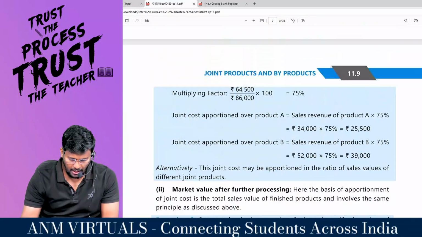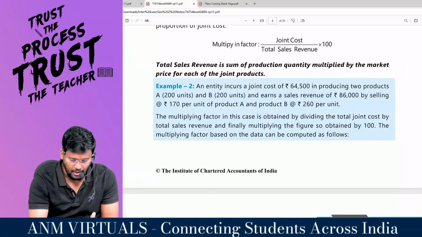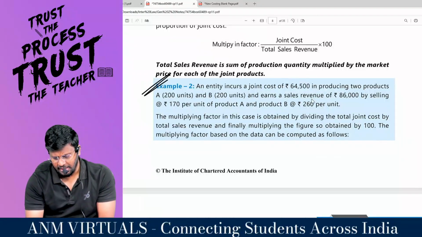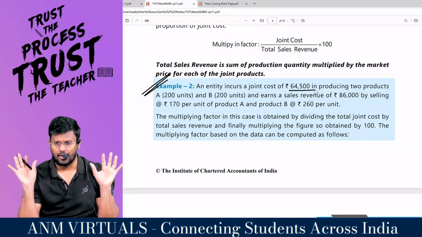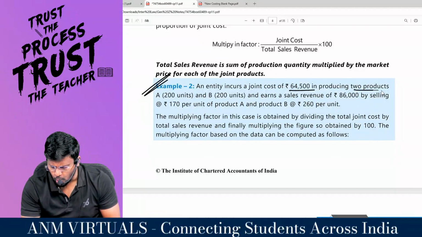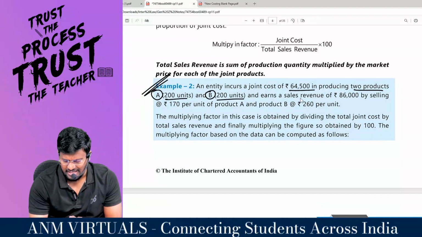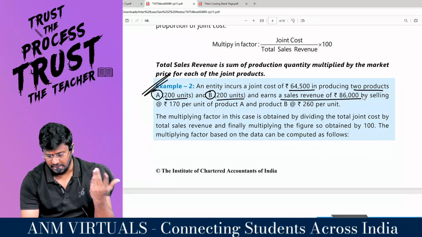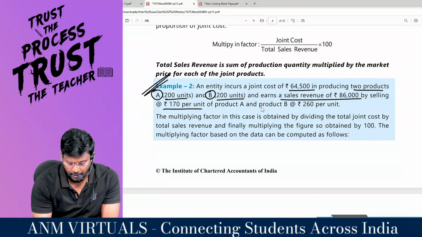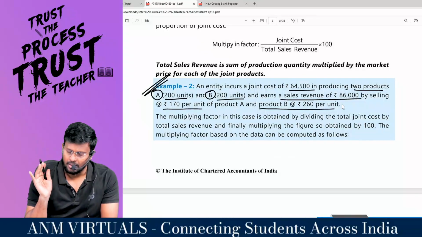So I'm coming to example number 2. Have you all understood example number 1 now? An entity incurs a joint cost of 64,500 in producing two products, Unit A 200 units and Unit B 200 units, and earns a sales revenue of 86,000 by selling product A at 170 per unit and product B at 260 per unit. Same question.